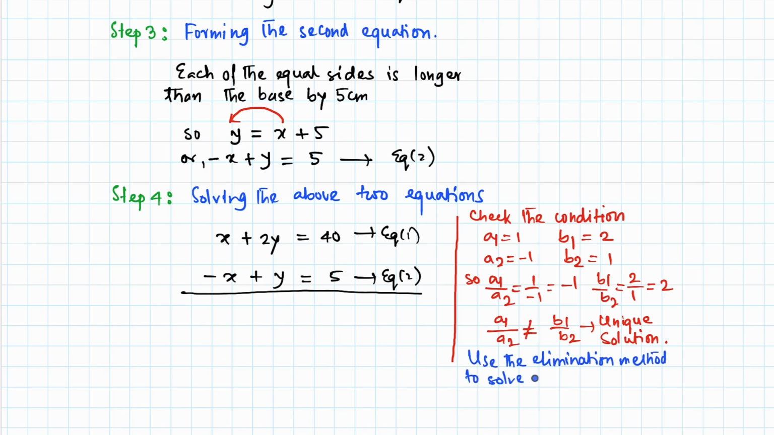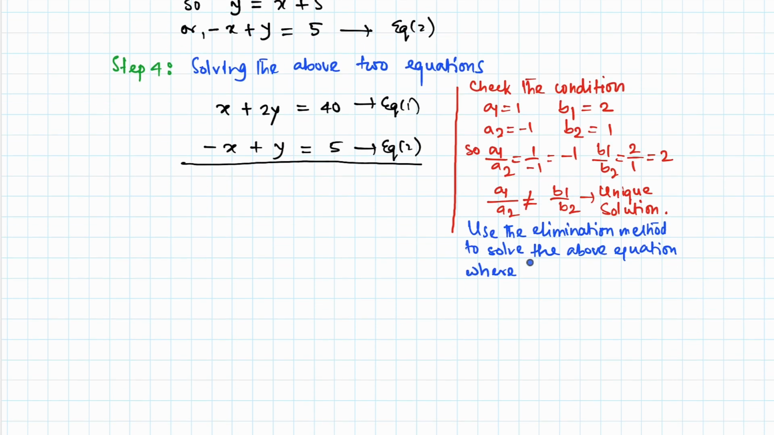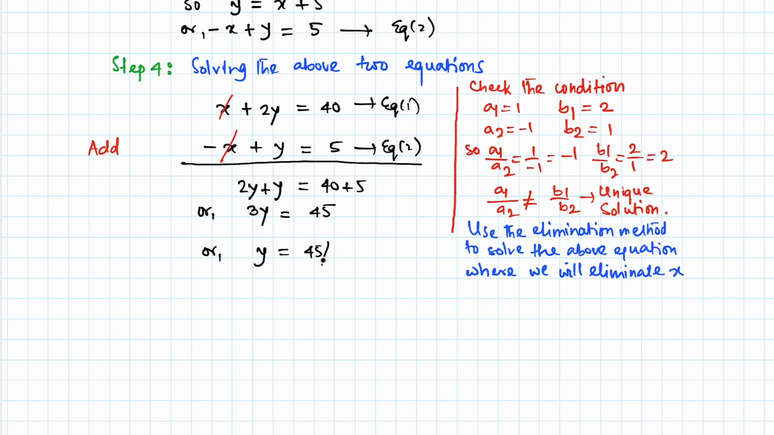So we will be using the elimination method once more, because here we have equal coefficients, and we will eliminate the variable x by adding. So the sign remains unchanged. So 2y plus y equal to 40 plus 5, 3y equal to 45, or y becomes 45 by 3, which is equal to 15.